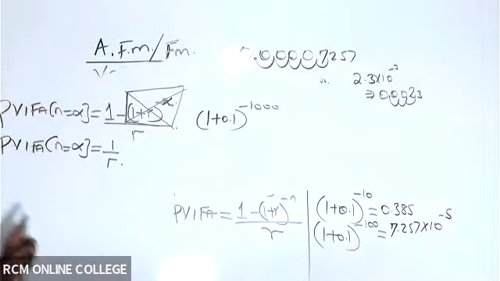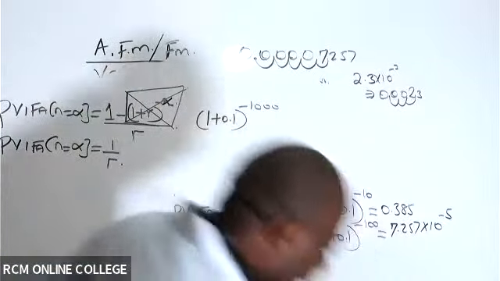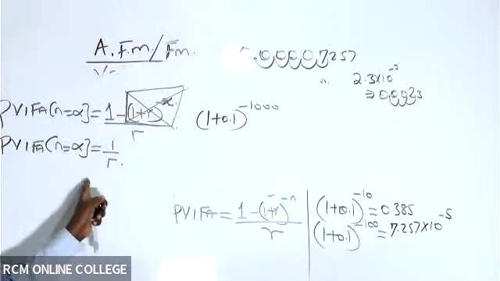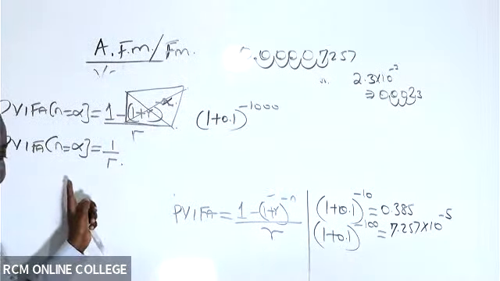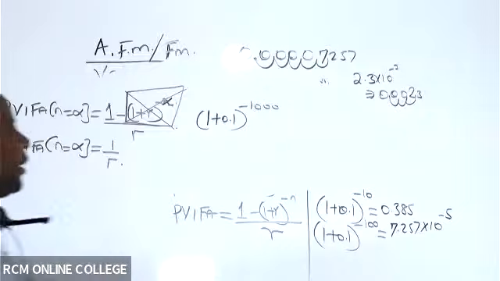So this is a very, very important formula for us. PV-FA, whenever N is infinity, will be 1 over R. Are we together, ladies and gentlemen, up to here, 1 over R concept? When N is infinity, then PV-FA will be 1 over R. All right. Thank you so much.